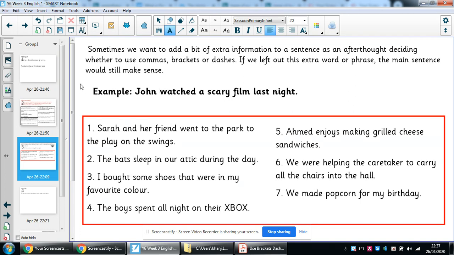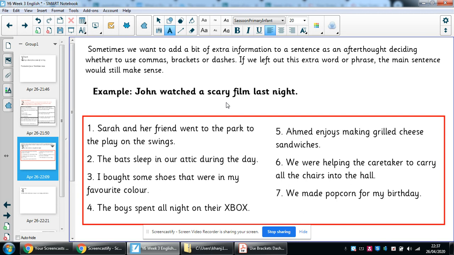Now, sometimes we do want to add extra information in our pieces of writing, whether it is additional information or a sentence or as an afterthought, but we do need to include commas, brackets, or dashes. But if we leave this information out, your sentence still makes sense. So here is an example that we're going to look at together. John watched a scary film last night.